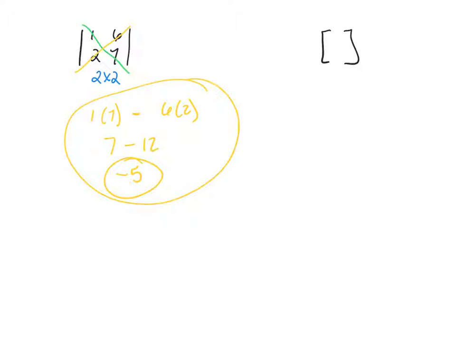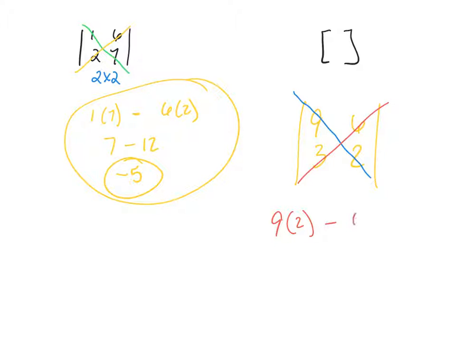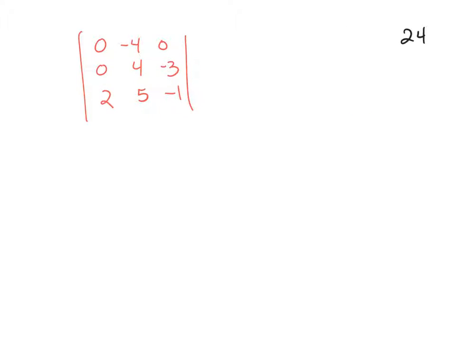Okay. So now we've got, let's do another one. 9, 6, 3, 2. We're finding the determinant of that. So we're going to multiply those and then multiply those and subtract. So 9 times 2 minus 6 times 3 is 18 minus 18, which is 0. The determinant of that one is 0. You're going to check it to make sure you know what the answer is, and then you're going to make sure you get that answer. So you're going to check your work.